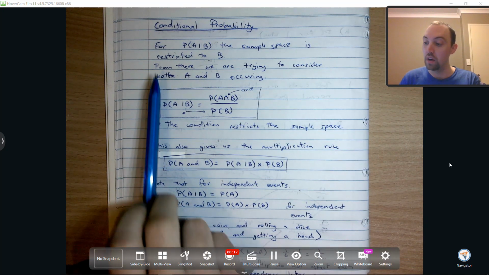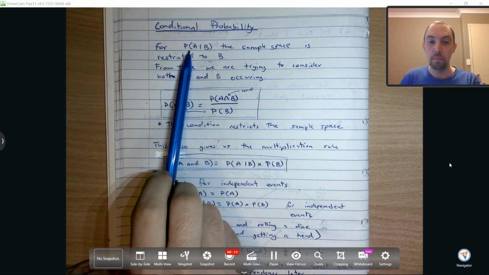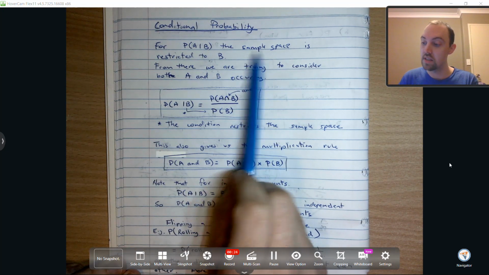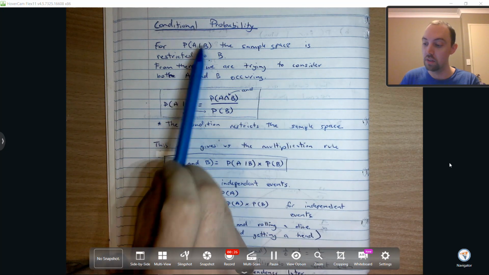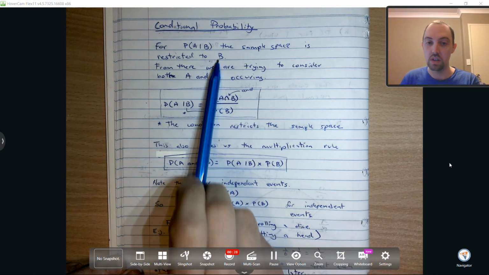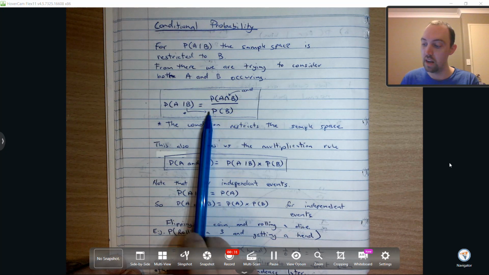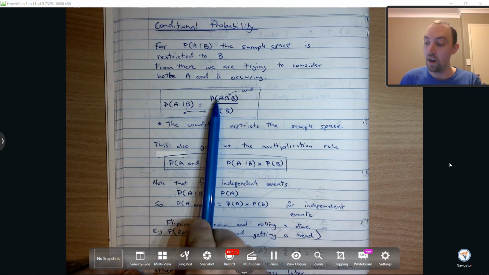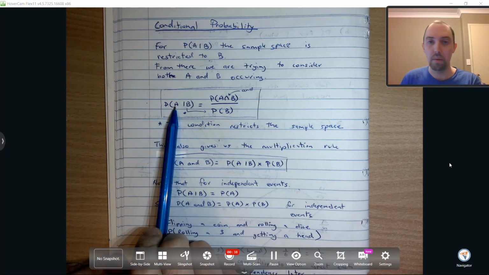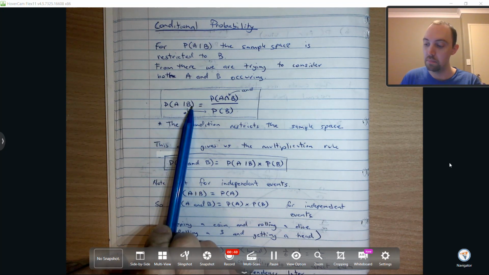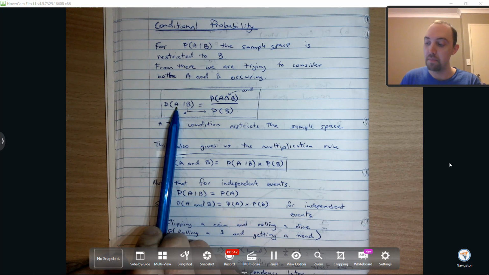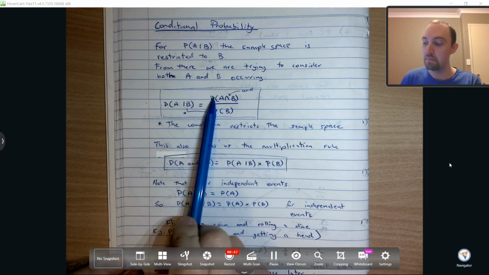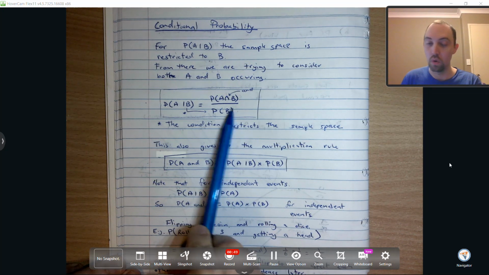All right, we've got our probability of A given B. When we have this situation, the sample space for the rest of this probability is restricted just to B. That means that our total becomes the probability of B. And on the top line, if we're considering the probability of A given B, then we're thinking about A happening and B happening.